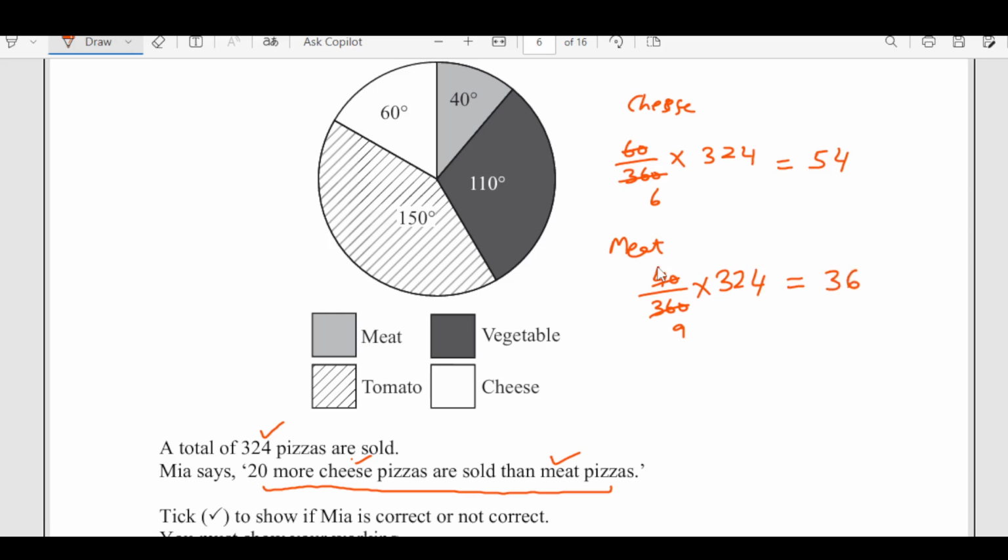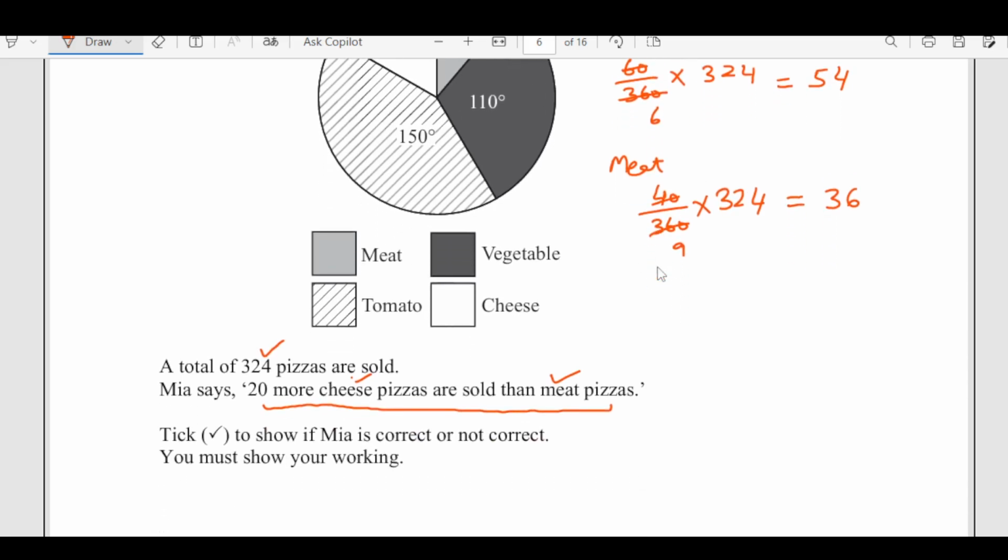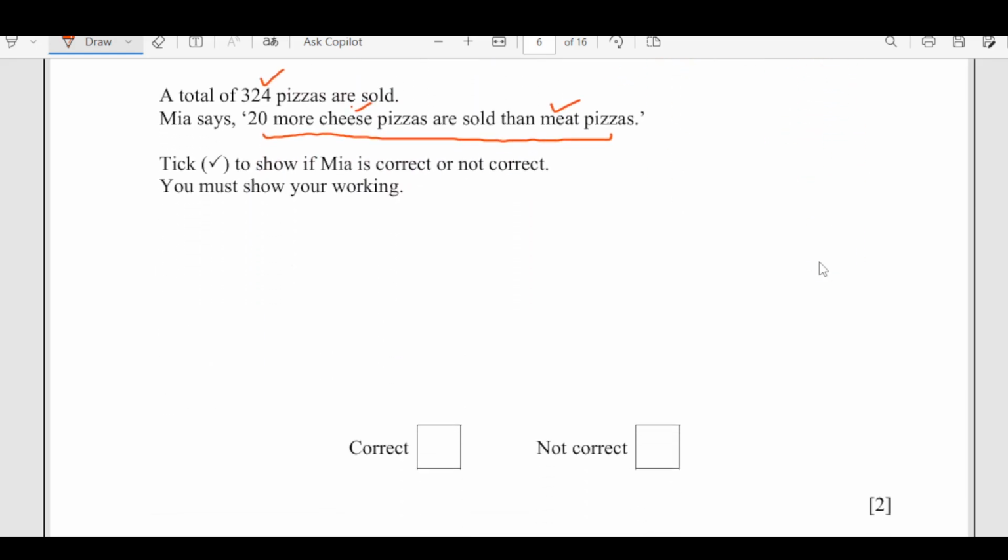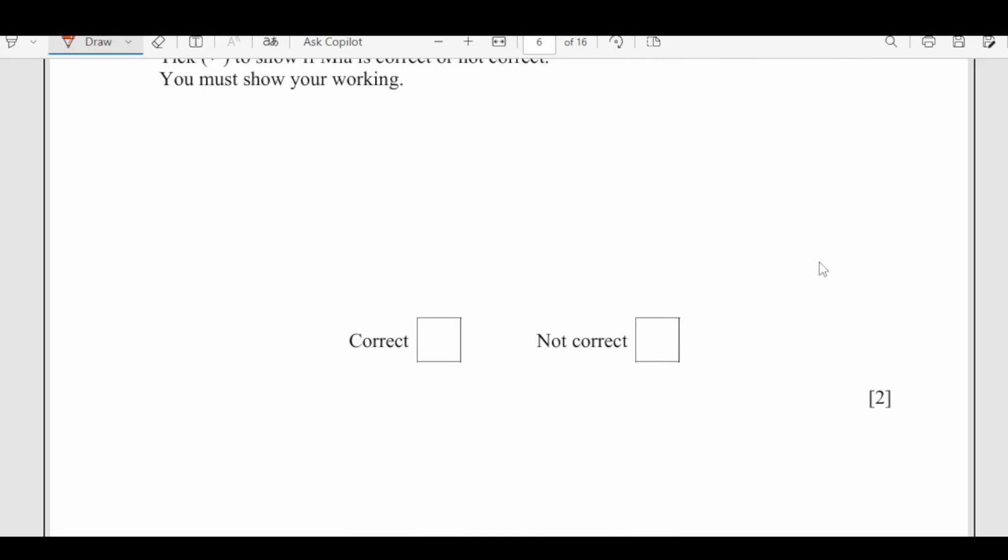The question is tick to show if Mia is correct or not correct. You must show your answer. She said 20 more cheese pizzas were sold than meat. So let's see the difference. The difference is 54 minus 36, it's 18, which is not 20. So she is not correct. So we are going to take here not correct, right?